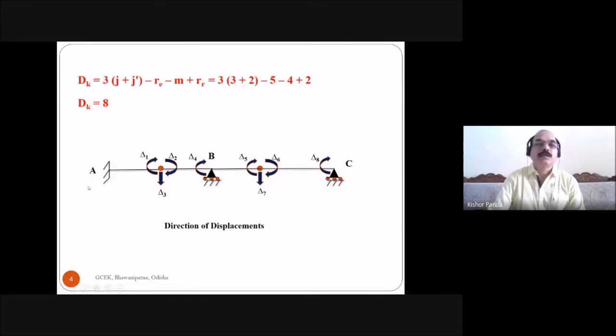And here is a fixed end, so due to the fixed end there is no rotational displacement and also no vertical displacement. So the rotational displacement here is 0 and the vertical displacement is also 0. So these are the directions of displacement of this beam when the internal hinge is present in the member of a beam.